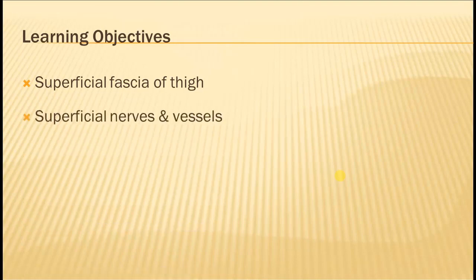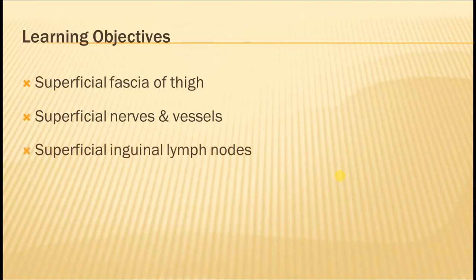So this is Dr. BK for you, and today I am going to discuss the front of the thigh. Our learning objectives for today are mainly the superficial fascia of the thigh, the structures present in the superficial fascia, that is the cutaneous nerves and vessels and the superficial veins. Then the lymph nodes which are present in the superficial fascia.